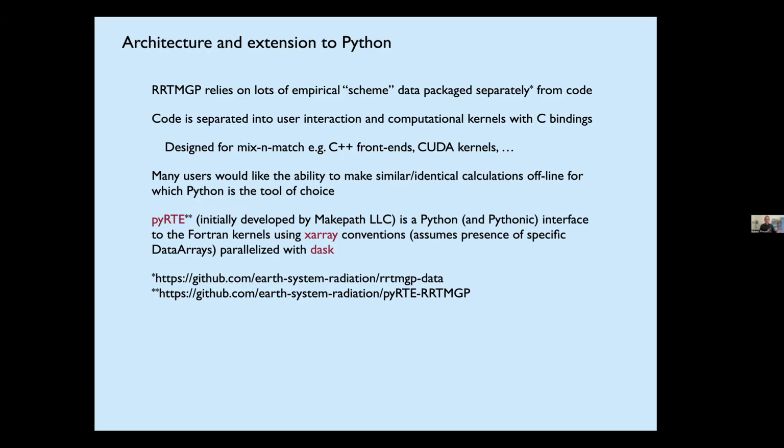And then the code itself is separated into two different pieces. One of them is user interaction, and the other is computational kernels. And from the start, those computational kernels have had C bindings. So the user interaction does data sanitization, and it just presents a nice interface. One of the things it does is it provides in Fortran the kinds of things that Xarray does in Python, in a more rational language.